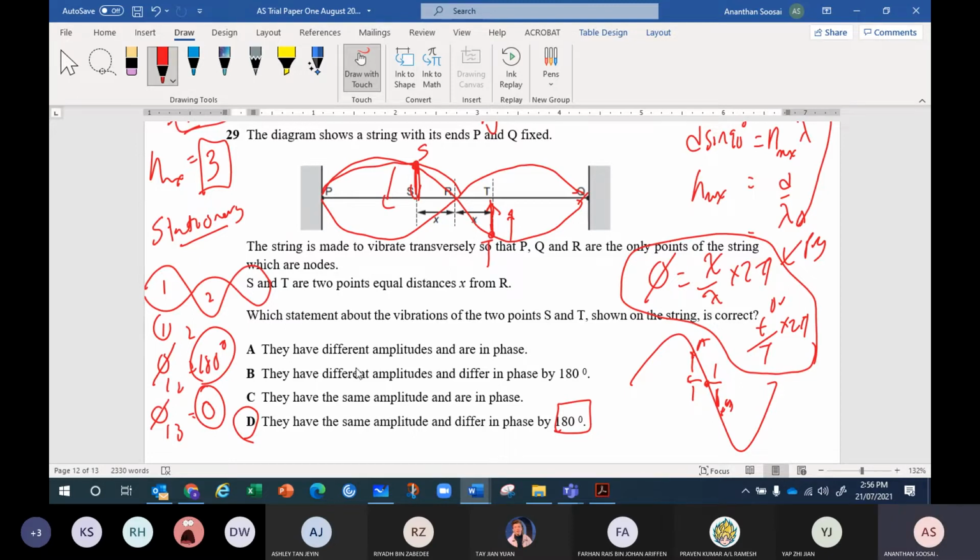Okay, Riyad, you got the idea? Oh yeah. Okay, the others got any confusion about this? Okay, hope you got the idea. Stationary wave, progressive wave, different rule for phase difference.